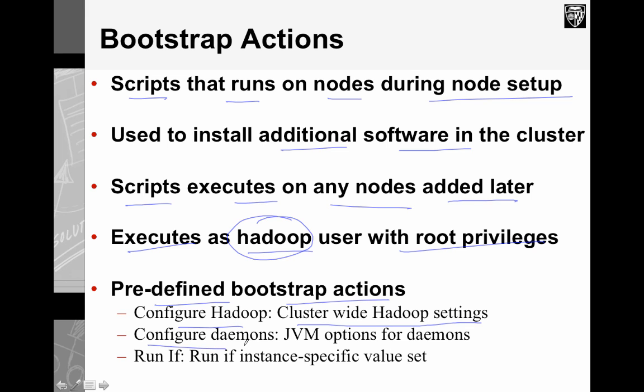You can configure daemon settings, for example, JVM options for the daemons. And then there are things called runif, where you can say run if this condition is met. So you don't have to run the same bootstrap action in every machine. You may want to run different kind of bootstrap action on different types of machine. That's the idea. So they give you some level of control there for bootstrap actions.